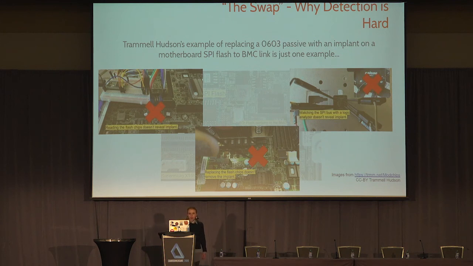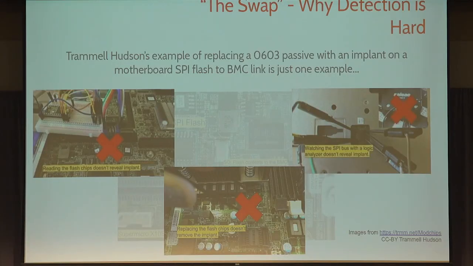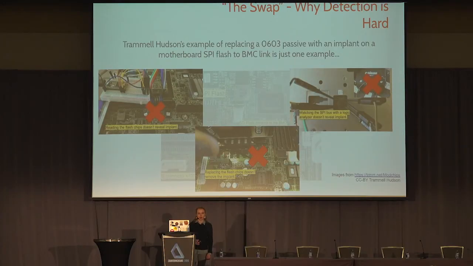All right. So going back to our earlier example, because the SuperMicro backdoor was allegedly on the bus, not the SPI, you can't read flash, watch the SPI bus by clipping onto that SPI chip, or replace the SPI chip because it probably won't actually help in this situation. So this is pictures from Trammell Hudson's talk at CCC, which shows the different types of ways that people would try to detect his implant, but it wouldn't actually work, just given the location of it.